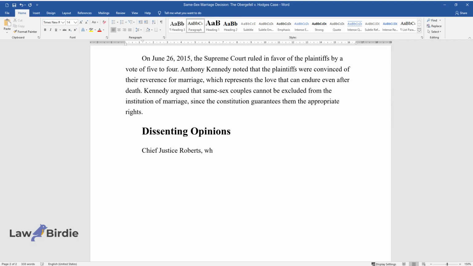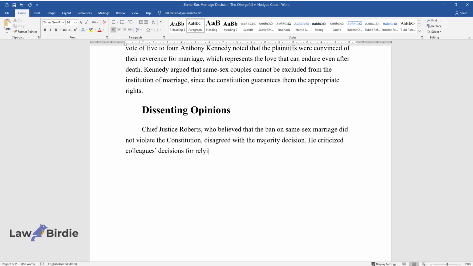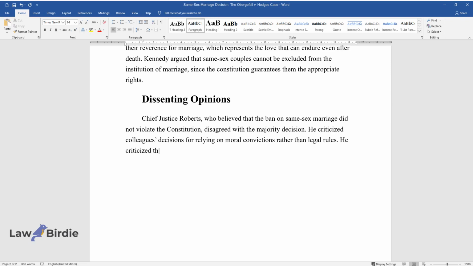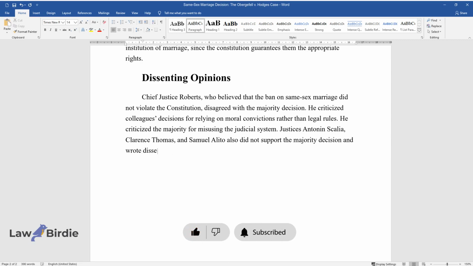Dissenting opinions. Chief Justice Roberts, who believed that the ban on same-sex marriage did not violate the Constitution, disagreed with the majority decision. He criticized colleagues' decisions for relying on moral convictions rather than legal rules. He criticized the majority for misusing the judicial system. Justices Antonin Scalia, Clarence Thomas, and Samuel Alito also did not support the majority decision and wrote dissenting opinions.